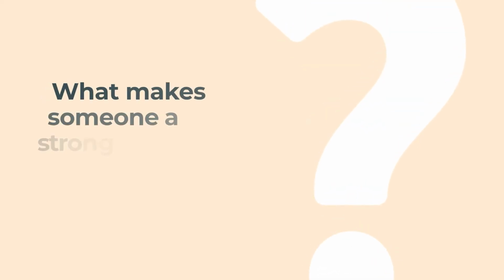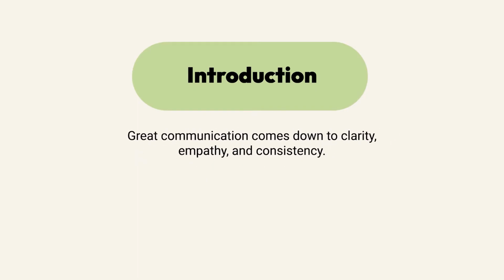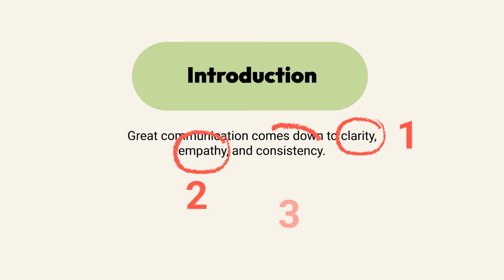Now let's take an example of how to use the bucket structure. We'll answer the question, what makes someone a strong communicator? So we need to start with our introduction, which is going to include a quick list of our buckets. So we might say something like, great communication comes down to clarity, empathy, and consistency. So we've chosen 3 buckets for this answer. Bucket number 1 is clarity, bucket number 2 is empathy, bucket number 3 is consistency.